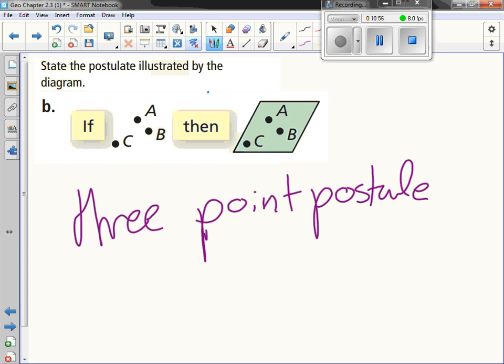So it's easy to get those two flipped. It all depends on what we're starting with. Here we're starting with 3 points, and then it says that there's a plane, so we do 3-point postulate. If it had started with a plane and then gave us 3 points, then it's plane point.